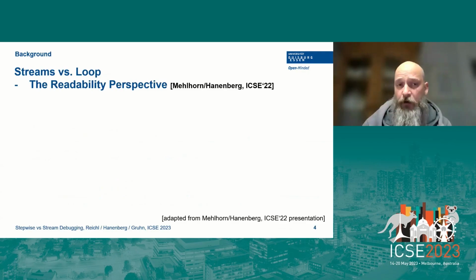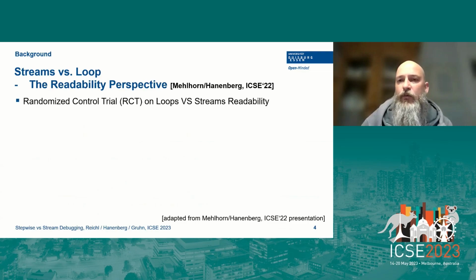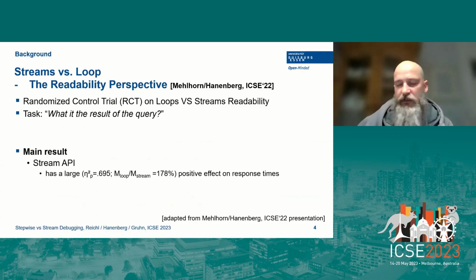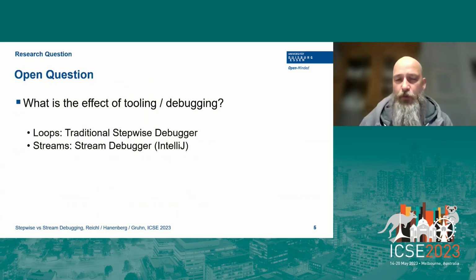So what do we already know about the comparison of loops and streams? Last year at ICSE we had a presentation where we showed a readability study on loops and streams. Developers were asked what the result of a query is, and some code snippets were given. It turned out that the stream API had a positive effect on the response times, with quite high effects. So what is the open question? The open question from our perspective is that we now know something about readability.